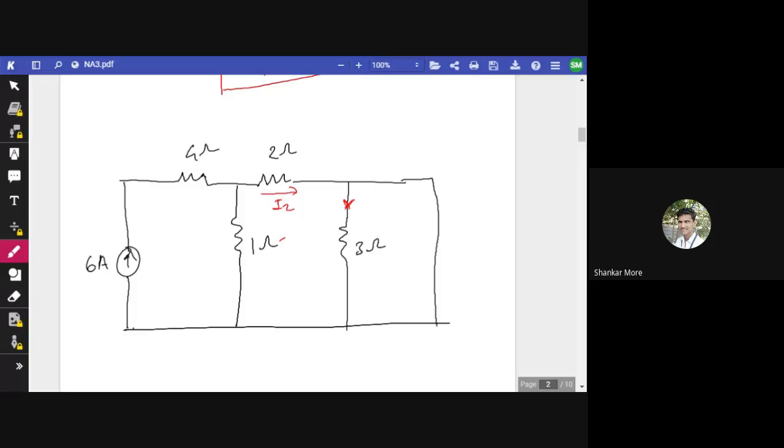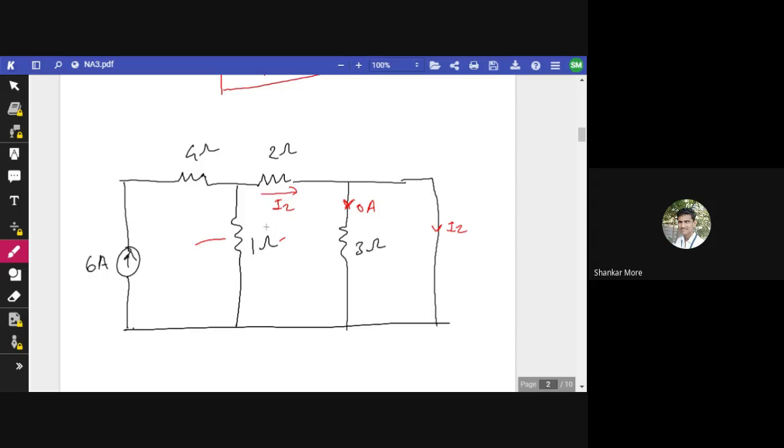Current flowing through this, no significance of 3 ohm resistance because short circuit is across it. How much current will be flowing through this 3 ohm resistance? Anybody? 0 ampere current will be flowing through this resistance. ठीक है? इसी तरीके से सोचना है गाइस, मतलब एग्जाम में भी आपको यही सोचना पड़ता है, ओके? So यहाँ पे 0 एम्पियर जा रहा है, so I2 will be going here only, isn't it? I2 will be going here only.